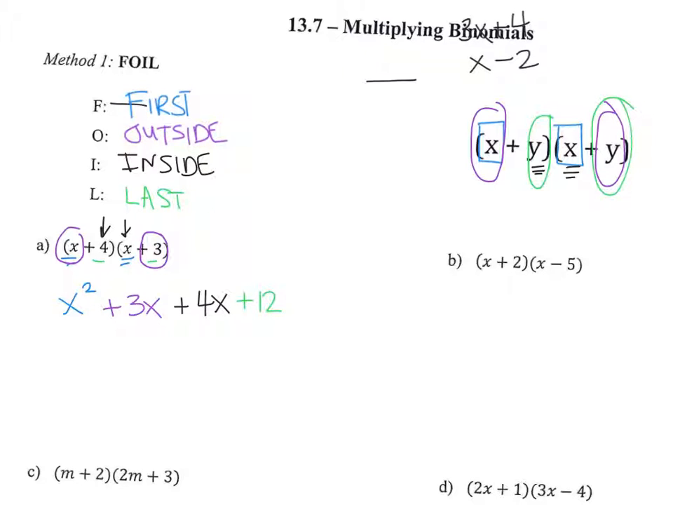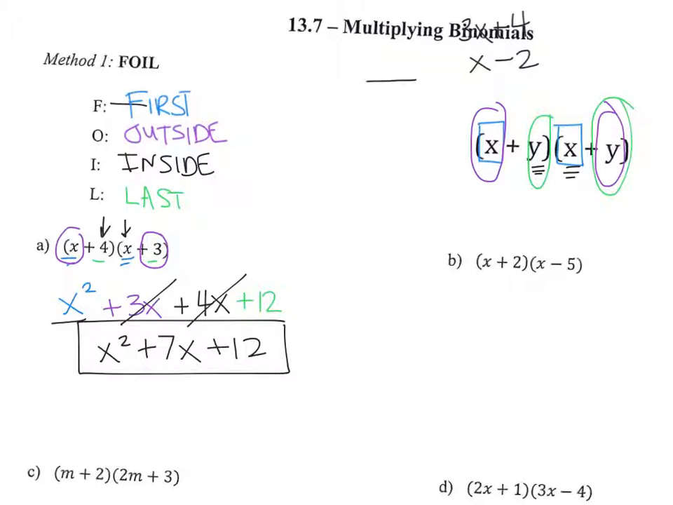So now you need to simplify this. So you're going to have x squared, 3x and 4x is 7x, and then plus 12 is your answer. So what you're doing is you're doing the distributive property twice. So I'm going to write this right here, x plus 4, x plus 3.